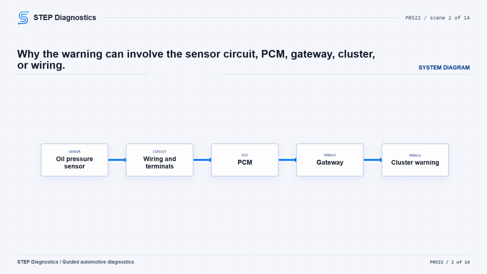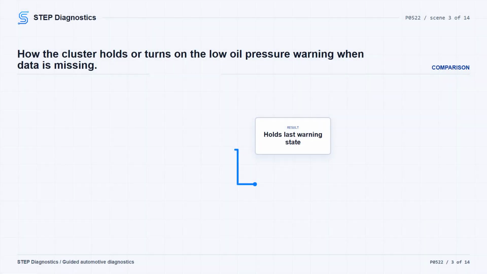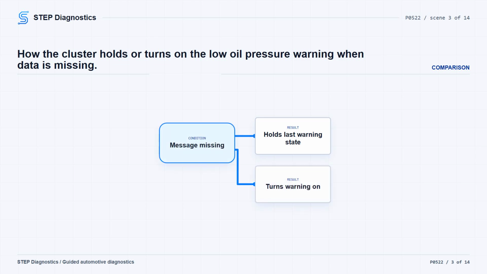Also keep in mind how the cluster behaves. If the engine RPM data or oil pressure warning request message is missing for less than 5 seconds, the cluster holds the last warning state. If it is missing for 5 seconds or longer, it turns the low oil pressure warning on. That is why the first checks separate a real sensor circuit fault from a display or network message problem.